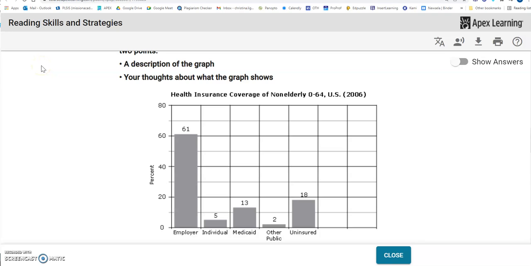Hopefully that helped, and now you're going to go on to a Google Doc that will test your ability to read what a graph is about.